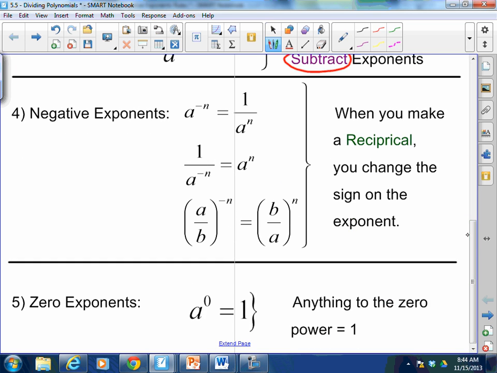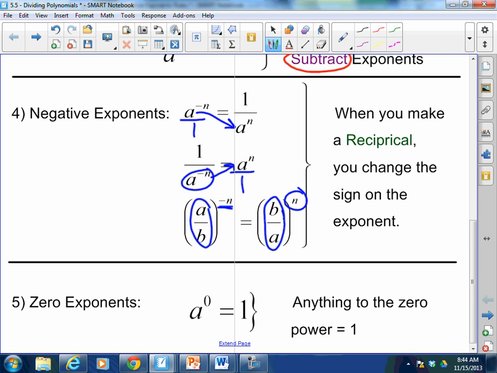Negative exponents. When you make a reciprocal, you're going to change the sign of the exponent. If I have a negative exponent in the numerator, I bring it down to the denominator to make it positive. If I have a negative exponent in the denominator, I bring it to the numerator to make it positive. If I have a quotient being raised to a negative exponent, I simplify the quotient first, then I reciprocate the quotient, and I turn the exponent into a positive.